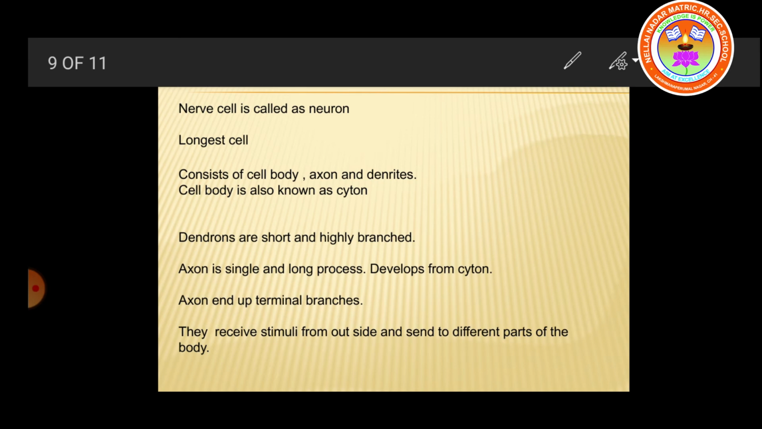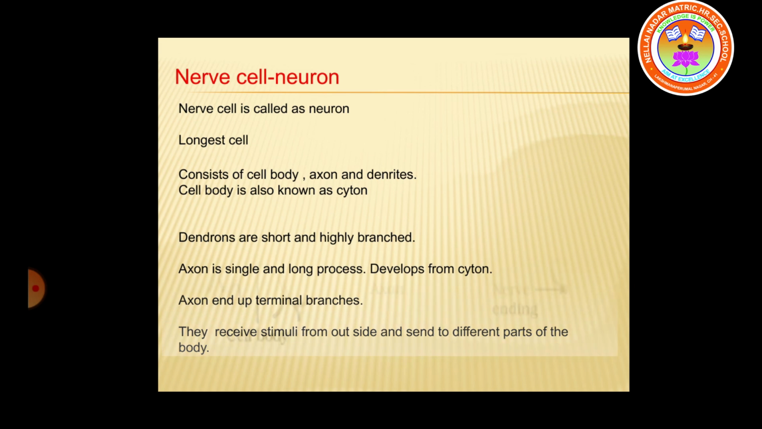Dendrons are short and highly branched. Axon is a single and long process. It develops from cytosol. Axon ends up with the terminal branches. They receive stimuli from outside and send them to different parts of our body. Stimuli means any change in the environment, that means temperature or heat or cold, anything. We can understand the changes in the environment due to the presence of nerve cells.